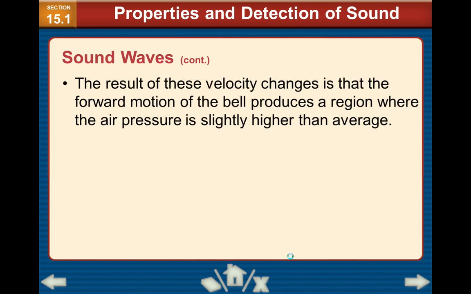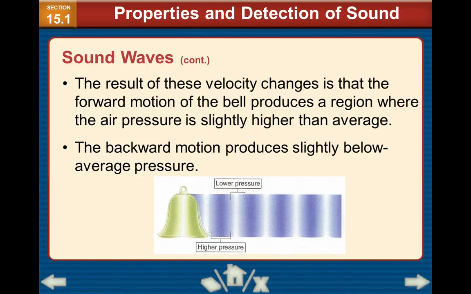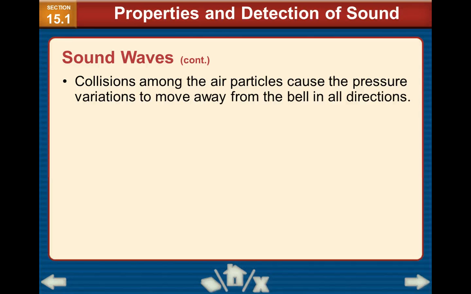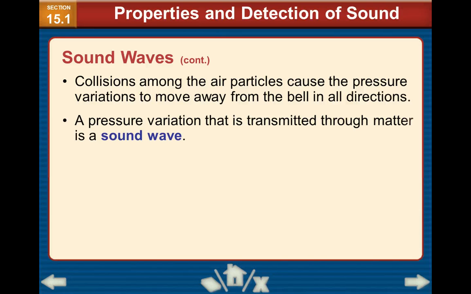The results of these velocities, changes in the forward motion of the bell, are regions where the air pressure is slightly higher than average, and then we basically can hear this high pressure, low pressure. Again, if it strikes our ears in a frequency within our hearing, then we can hear the bell. Collisions of the air particles cause the pressure to move backwards and forwards from the bell in all directions. So we don't just have a linear beam, we have a sound wave that's transmitted out.